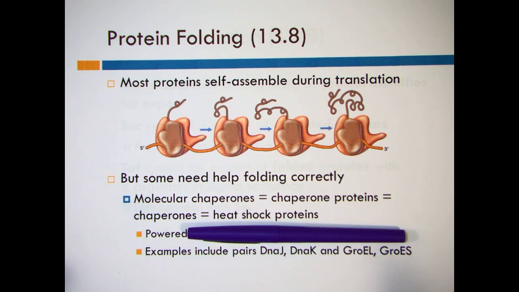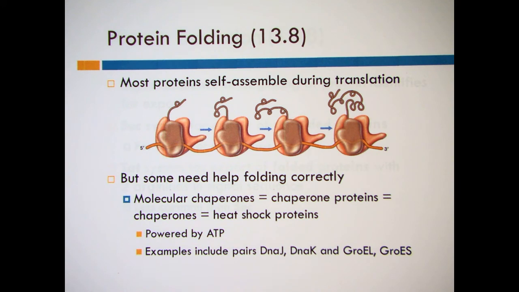Later on, they realized that these are not just for heat. They're general stress response proteins in bacteria. So if you hear about them other places, they're not only for heat. Each of these molecular chaperone proteins is powered by ATP. They work in pairs, and examples of famous pairs are DnaJ and K and GroEL and ES. We are not going to talk anymore about how these work. They are amazing and cool, and they make these little barrels with hats on them. But that's all we're going to say.